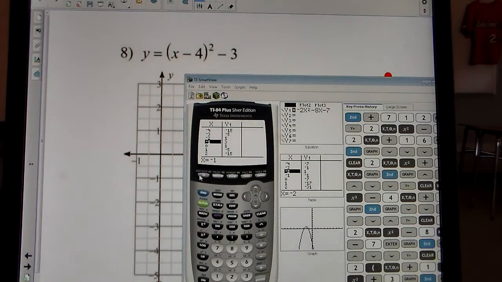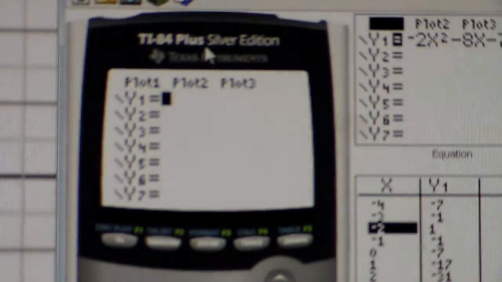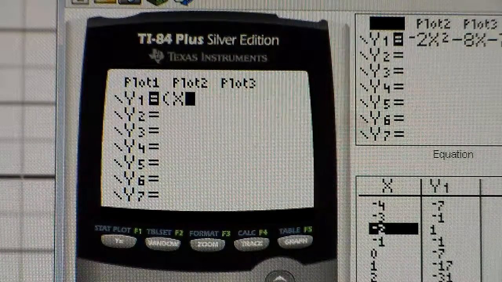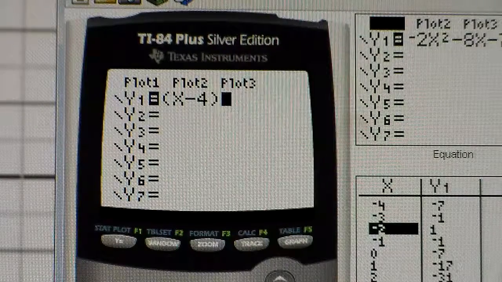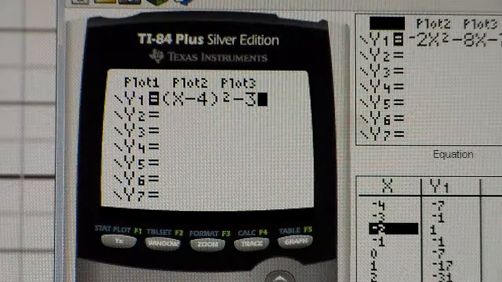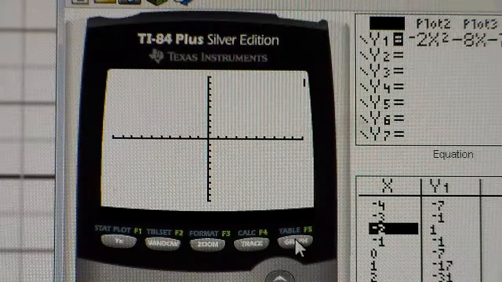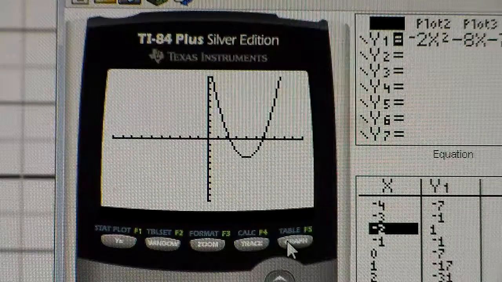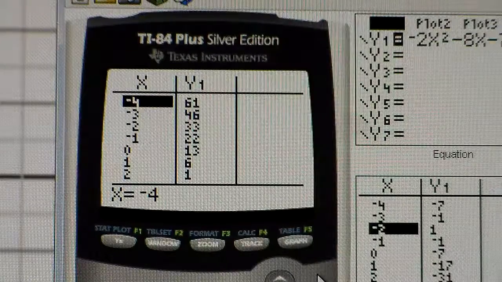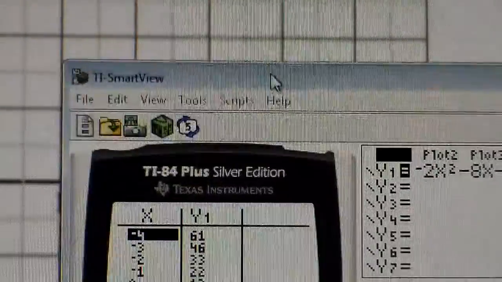In our graphing calculator, we hit our y equals button and our clear button. Then we're going to type in our equation. So it'll be parentheses, x minus 4, close parentheses, squared minus 3. Once we have that typed in, we hit our graph button. And then our second graph button will bring up our table. We know our vertex is 4, negative 3.